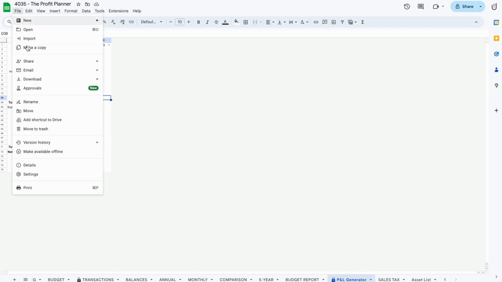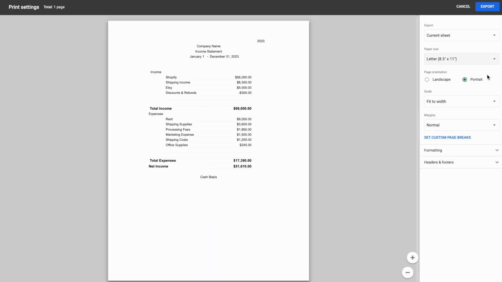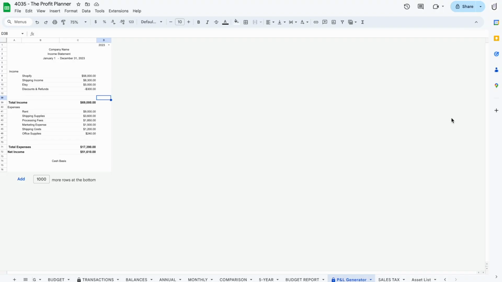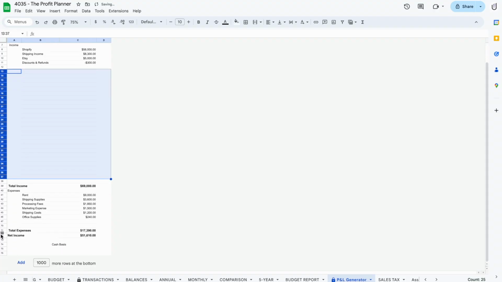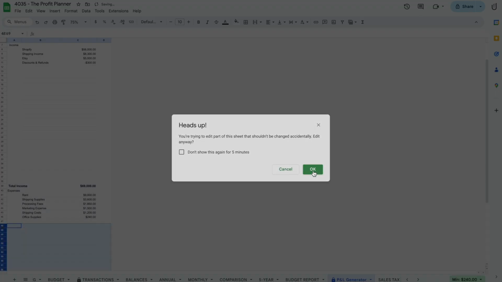And to export this statement, all you'll need to do is go to File, Download, go to PDF, and you will just choose the page orientation or the paper size that is going to fit your printer, and then you will export it and send that over to your tax professional. All right, I'm going to unhide these rows, and then we are going to close out this video.